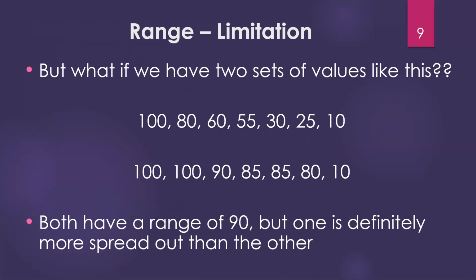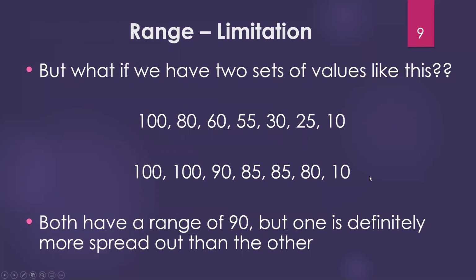And so the real limitation, though, or the weakness of using the range, the downside is that it only takes into account the highest and the lowest value, right? So what if we have two sets of values like this? This first one is 100, 80, 60, 55, 30, 25, 10. This other one here on the bottom is 100, 90, 85, 85, 80, 10. Both of these have a range of 90, right? 100 minus 10 is 90, 100 minus 10 here is 90.